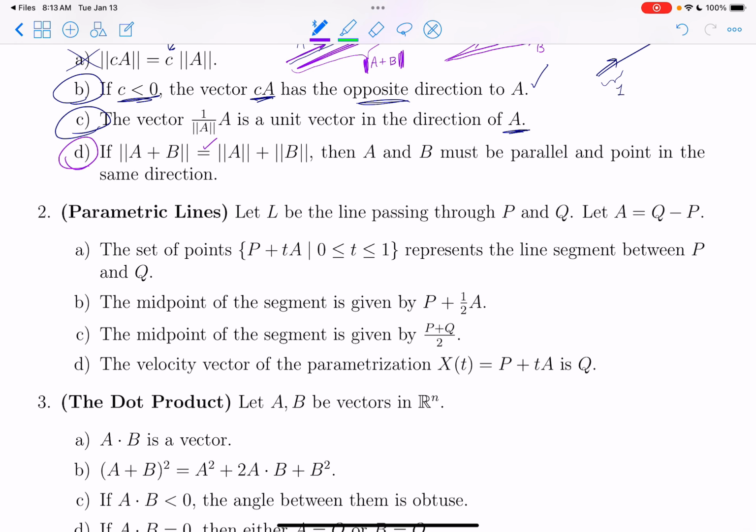Read question number 2. Pause the video and read it. Try to solve it.